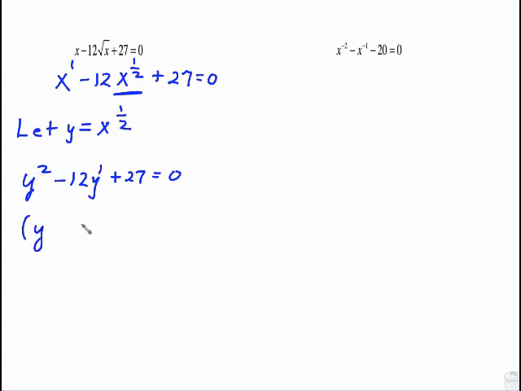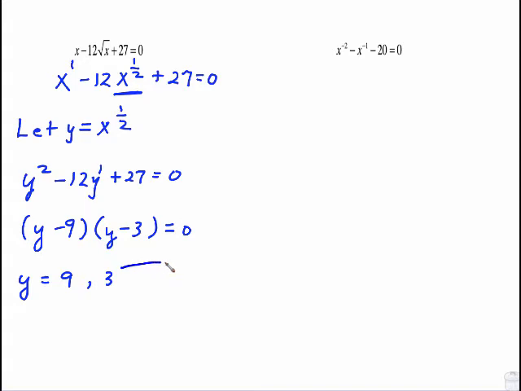Now we can factor this. Both of these are negative. One of these is 9, one of these is 3, because you're saying what multiplies to give you 27 that adds to give you 12. And that gives me y equals 9 and y equals 3.